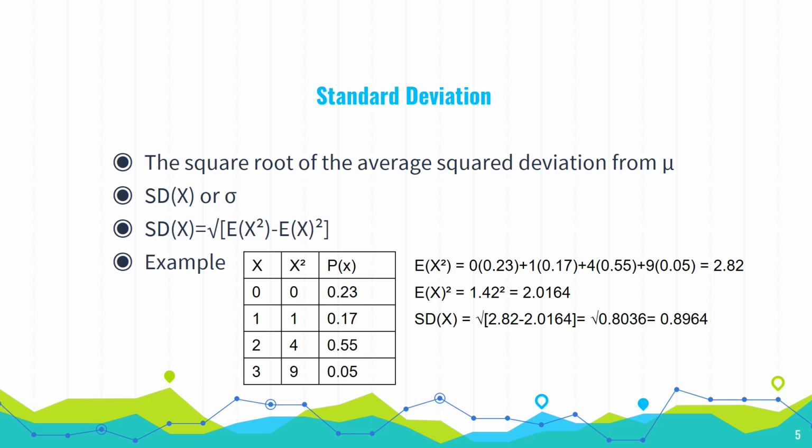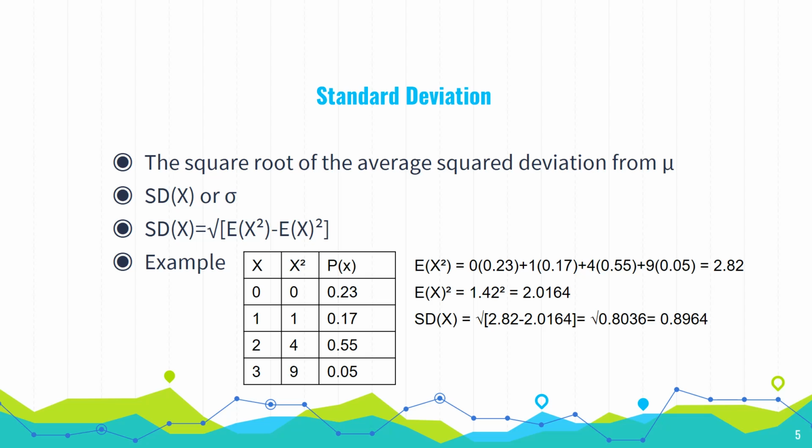So the expected value of x squared is found just by taking 0 times 0.23 plus 1 times 0.17 plus 4 times 0.55 plus 9 times 0.05. That's 2.82. Okay, that's our first value that we need.